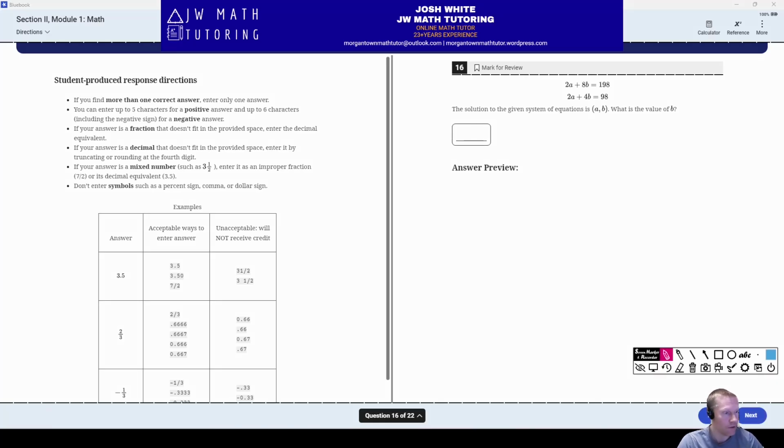Next up, question number 16. Here we have a system of equations, and they want to know what the value of b is. This one's actually not very difficult to solve by hand, because if you multiply the bottom one by -1, so it flips all the signs, this cancels. You get 4b equals 100, and then you divide by 4, and you get b equals 25. So that is the correct answer.